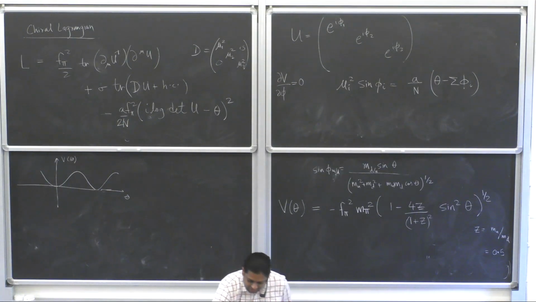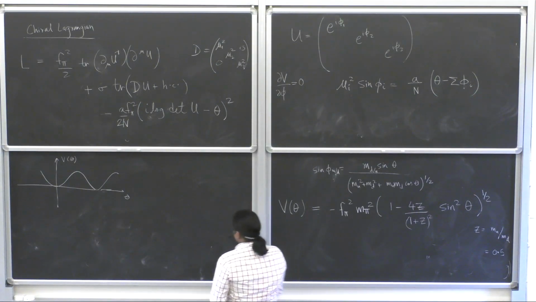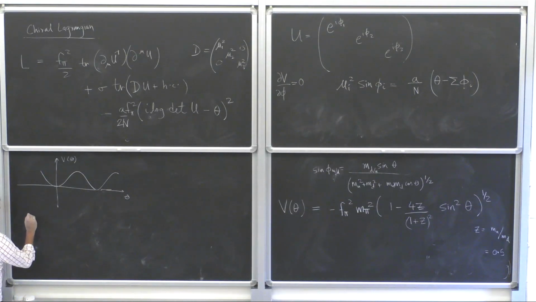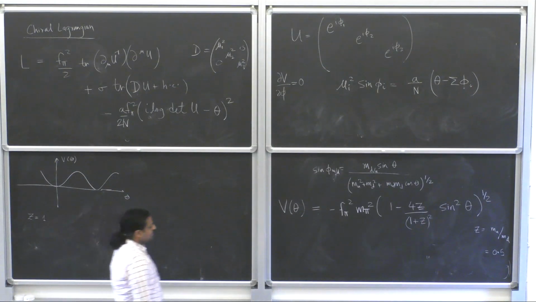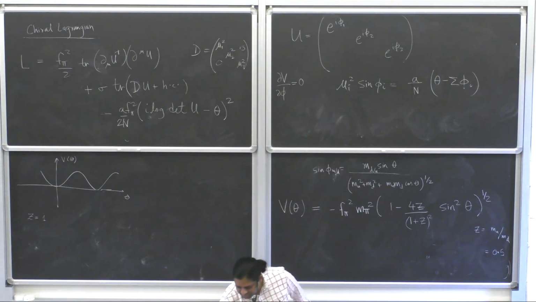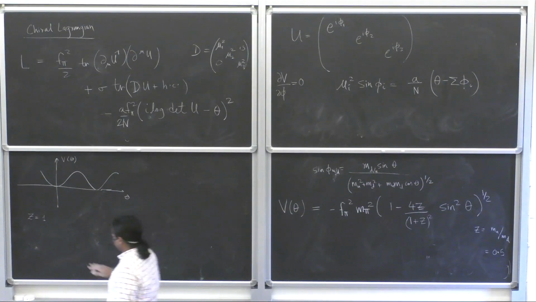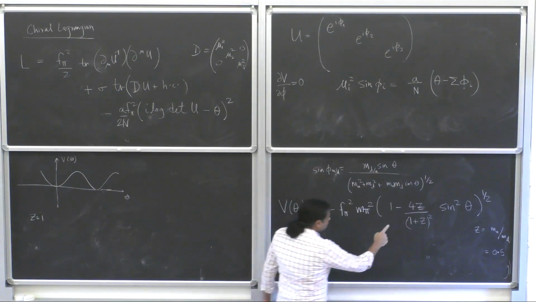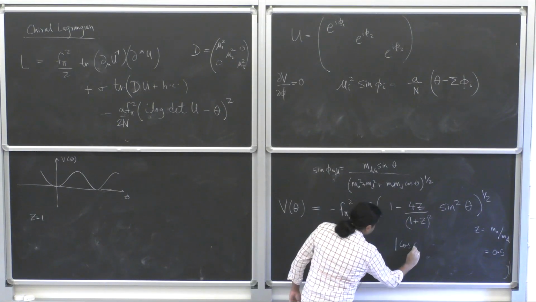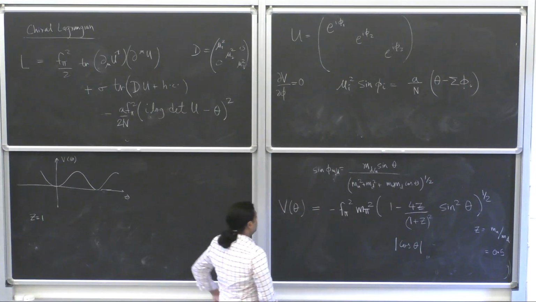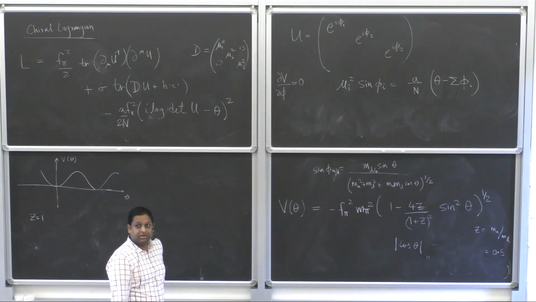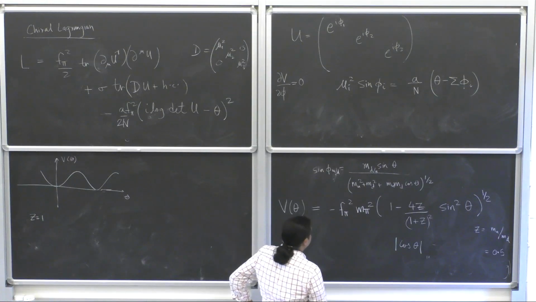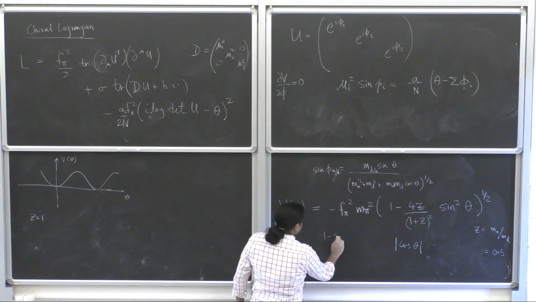But let's see what happens in this hypothetical limit if we take, let's say, z equals 1. So in this limit, which is not the real world, where mu equals md, this becomes, I should use a color that's visibly different maybe. So you want to take the limit z equals 1. This actually becomes the absolute value of cos theta at z equals 1. Have I got that right? Yeah.